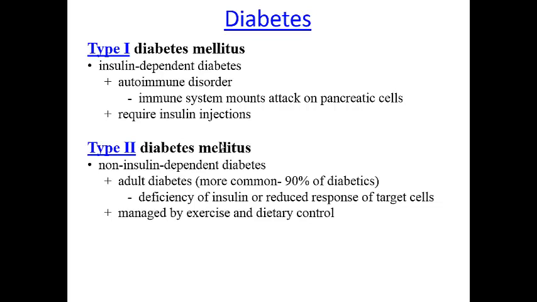Type 2 diabetes is also called adult onset diabetes, and that's not caused by the immune system mounting an attack on the pancreatic cells, but it's caused by a reduced response of the target cells to insulin. And basically it can be caused by many different factors. One could be poor diet, lack of exercise, aging. Many different factors can cause type 2 diabetes.